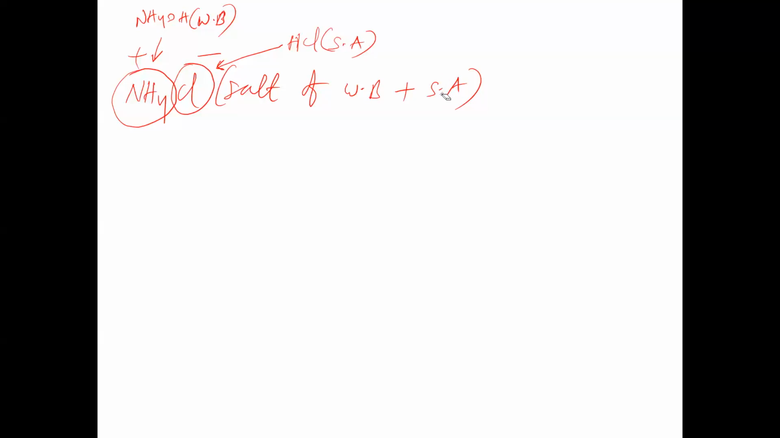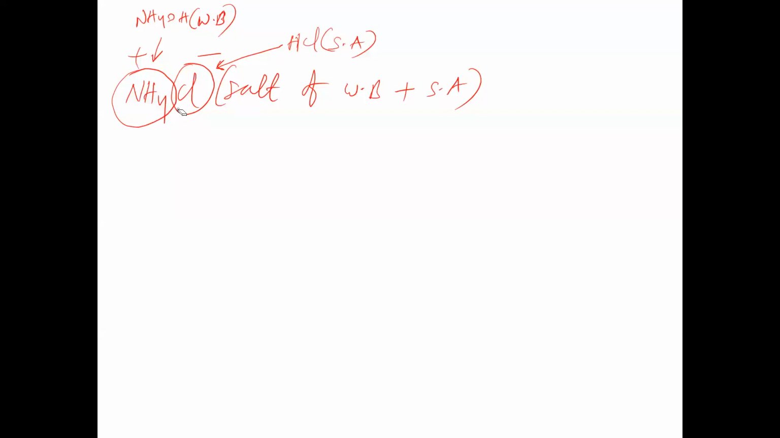Okay, which is strong here? Acid is stronger, base is weaker. That's why the salt solution in water will be acidic in nature. Acidic in nature means pH will be less than 7, or more than 7? pH will be less than 7 because an acidic solution is produced. Is the concept clear? So like that.